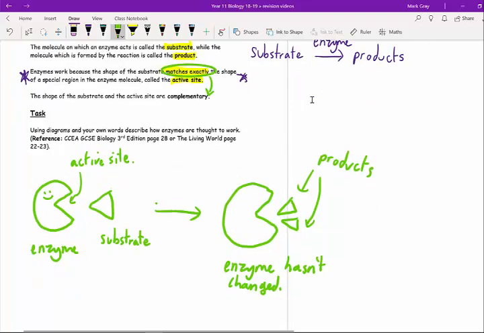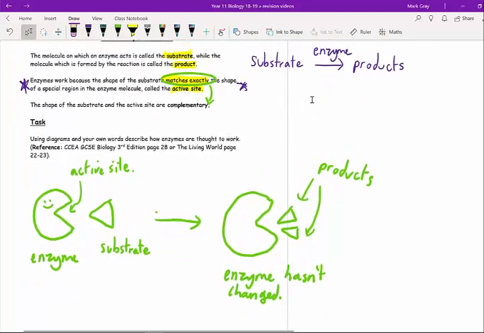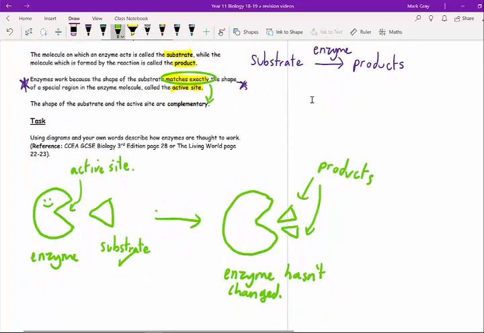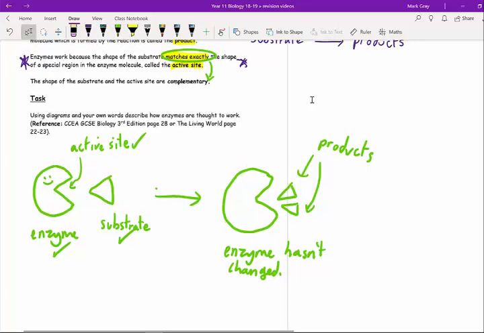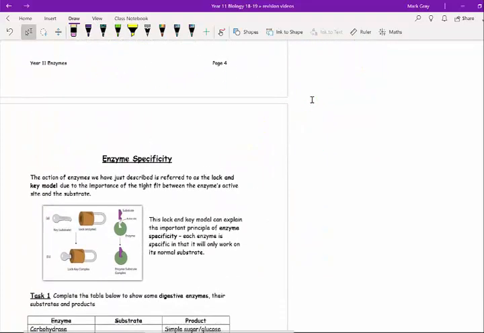Okay, so we've got the substrate, which is the molecule that's going to get broken down. We've got the enzyme, which is a protein which speeds up reaction. We said it has a special area called an active site. The active site and the substrate are complementary in shape. And then when the enzyme breaks it down, we get products. So the next little bit is all about enzyme specificity.